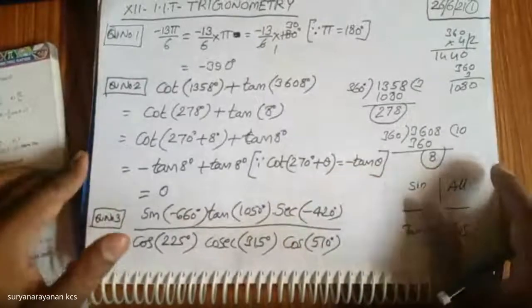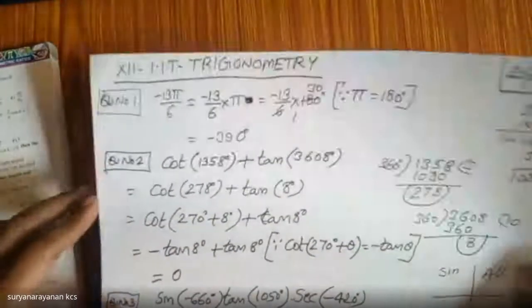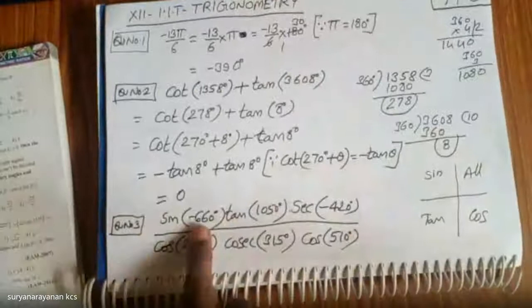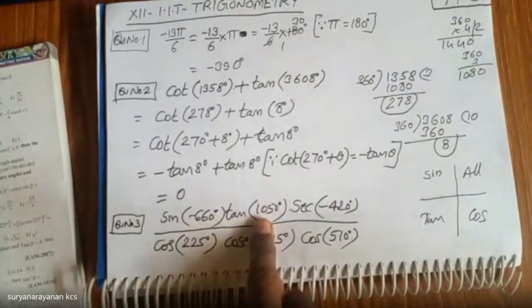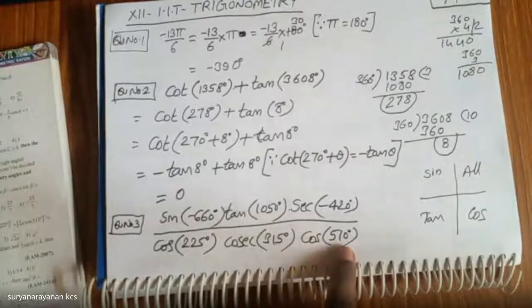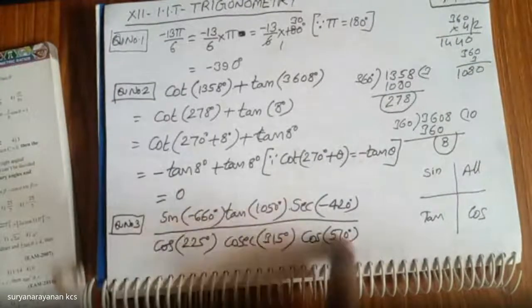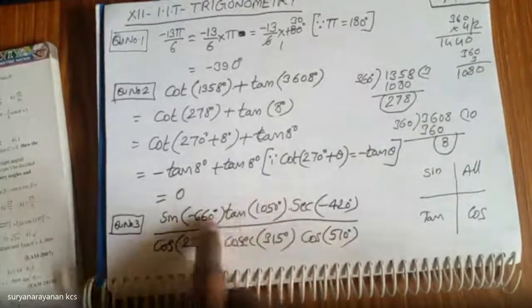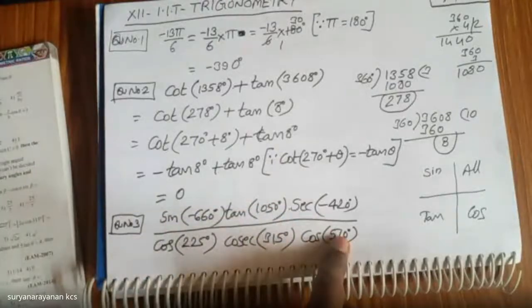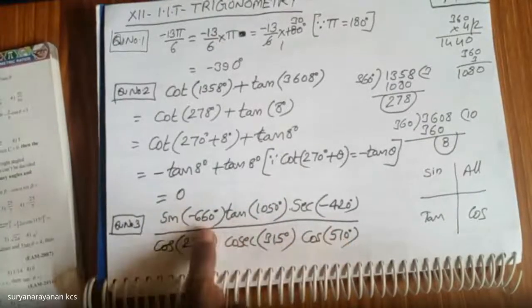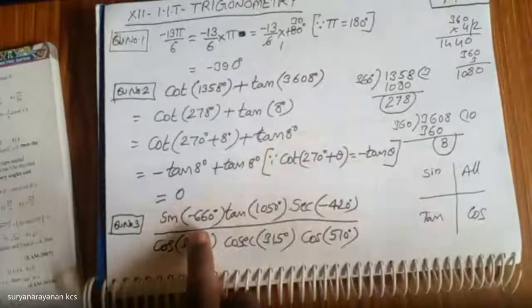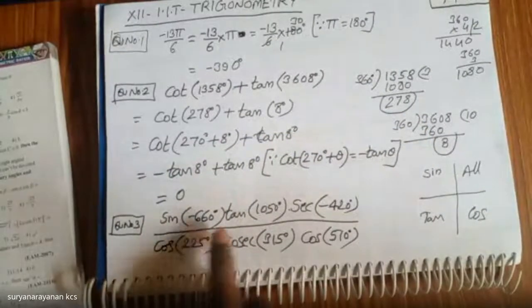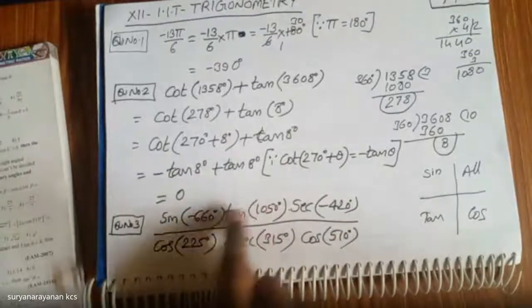If you observe this expression, in the numerator here 660 degrees, here 1050 degrees, and here 510 degrees are more than 360 degrees. These three angles are more than 360 degrees. Yes or no? So as we followed for question number 2, here also we have to reduce these angles.